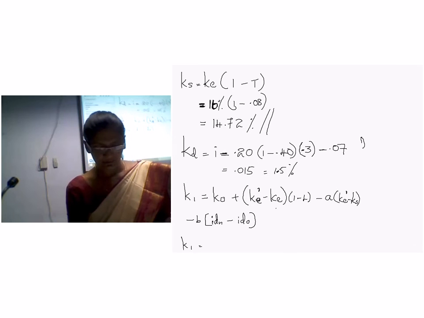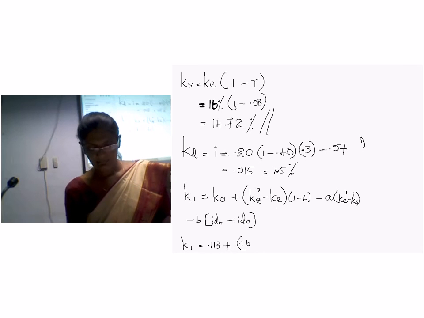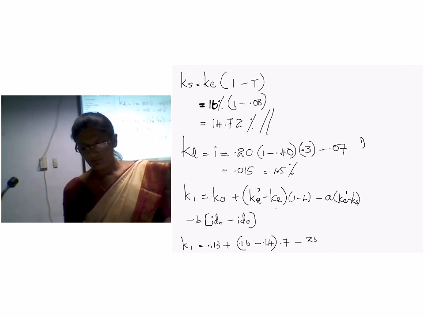So KI is equal to KO, we have already calculated 11.3, 0.113, plus KE prime is 16%, it is given in the question, minus KE again given 14%, times 1 minus L is 7%, minus the cost of retained earnings. So what is A? A is the total retained earnings divided by total investment. Total retained earning is 25 divided by 100, times KE prime is 0.16, same as here, minus KS we calculated 14.72, 0.1472.